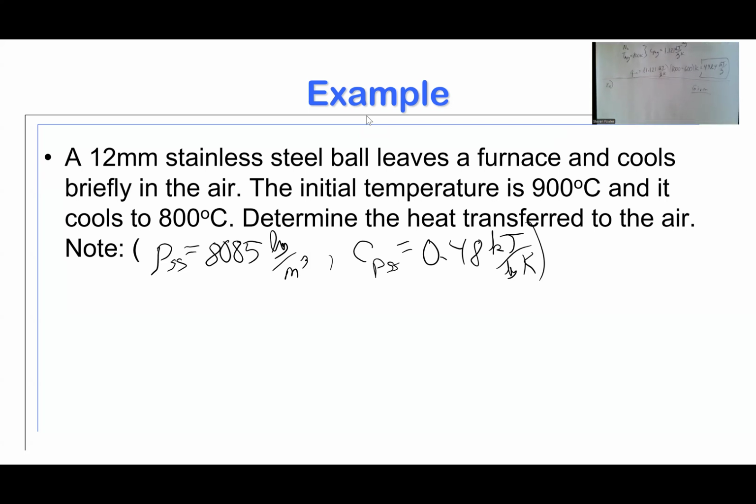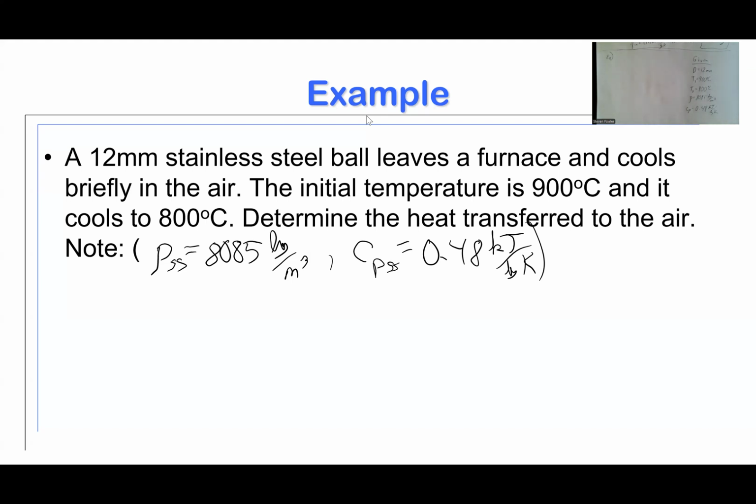for this particular problem, they've given us a diameter for this stainless steel ball of 12 millimeters. They've given us an initial temperature of 900 degrees C. They've given us a final temperature of 800 degrees C, so a 100-degree drop in temperature. They've given us a density of 8,085 kilograms per meter cubed, and a specific heat for the stainless steel of 0.48. That'll be kilojoules per kilogram Kelvin, energy per mass per temperature.